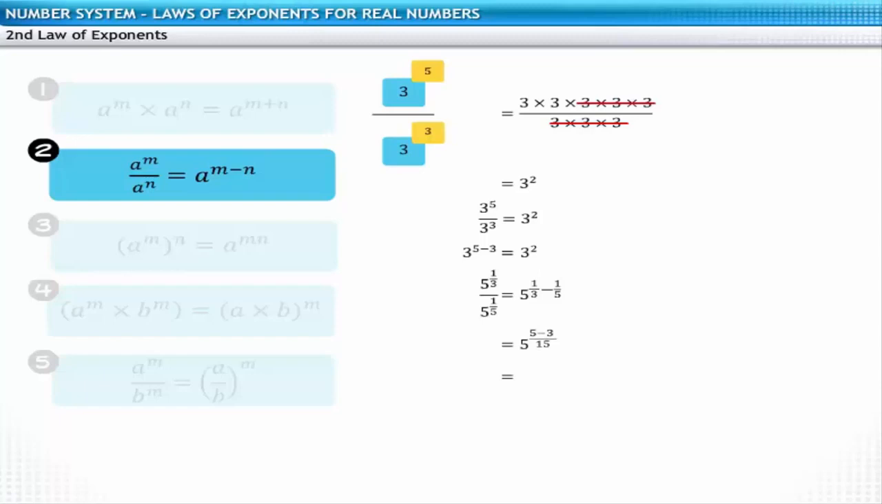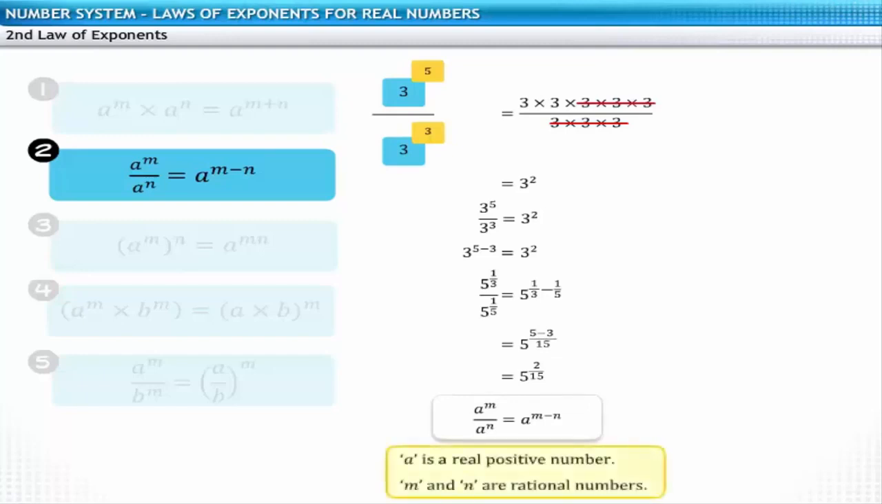Based on these examples, we can generalize the second law of exponents. The second law states that we can divide two numbers with the same base by subtracting the exponents. Here A is a real positive number. M and N are rational numbers.